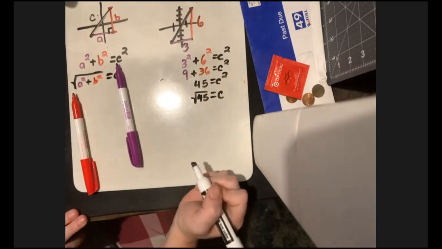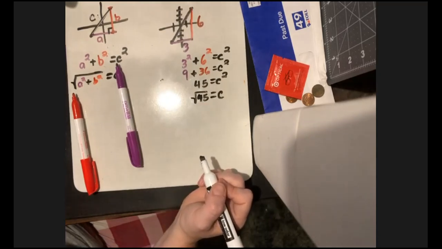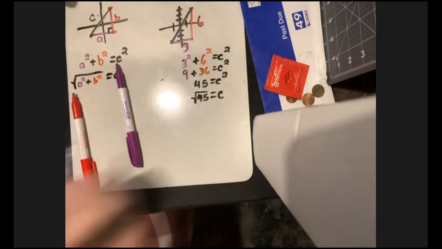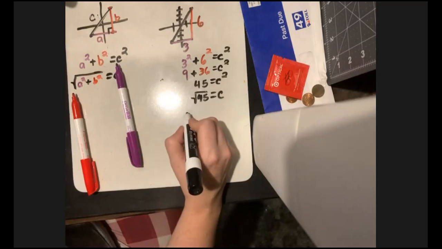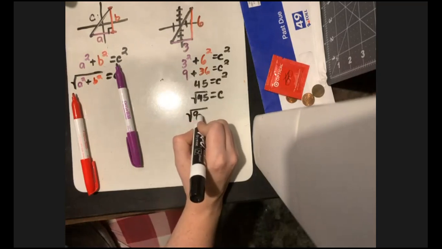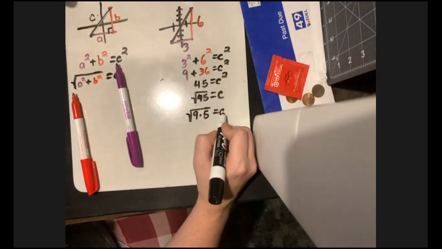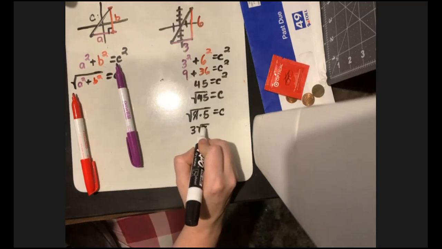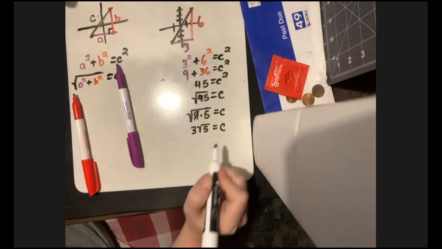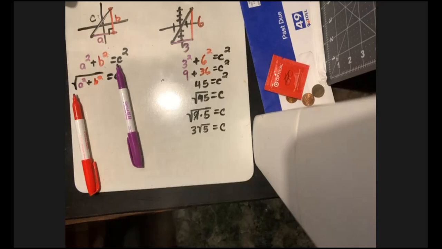Now, with this one, we don't have to do plus and minus because you cannot have a negative distance. You can only have a positive distance. So we just need the square root of 45. Now, if they're asking you to keep this clean, rationalized, I can break 45 as 9 times 5. The square root of 9 is 3. So I have 3 square roots of 5 equals c. The other option is that you could work that down to a decimal value.